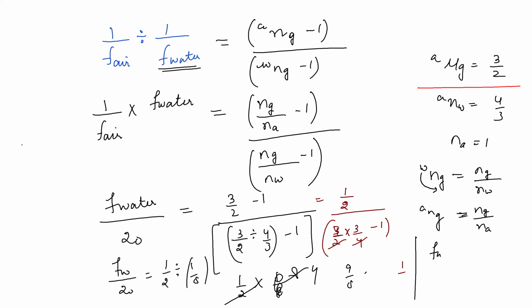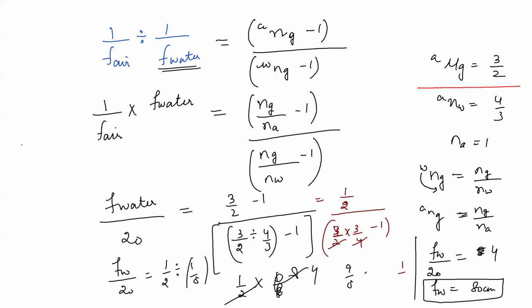So here what do we get? F water by 20 is basically 4. So focal length in water becomes what? 80 centimeters. Are we understanding? Yeah. So that means what?